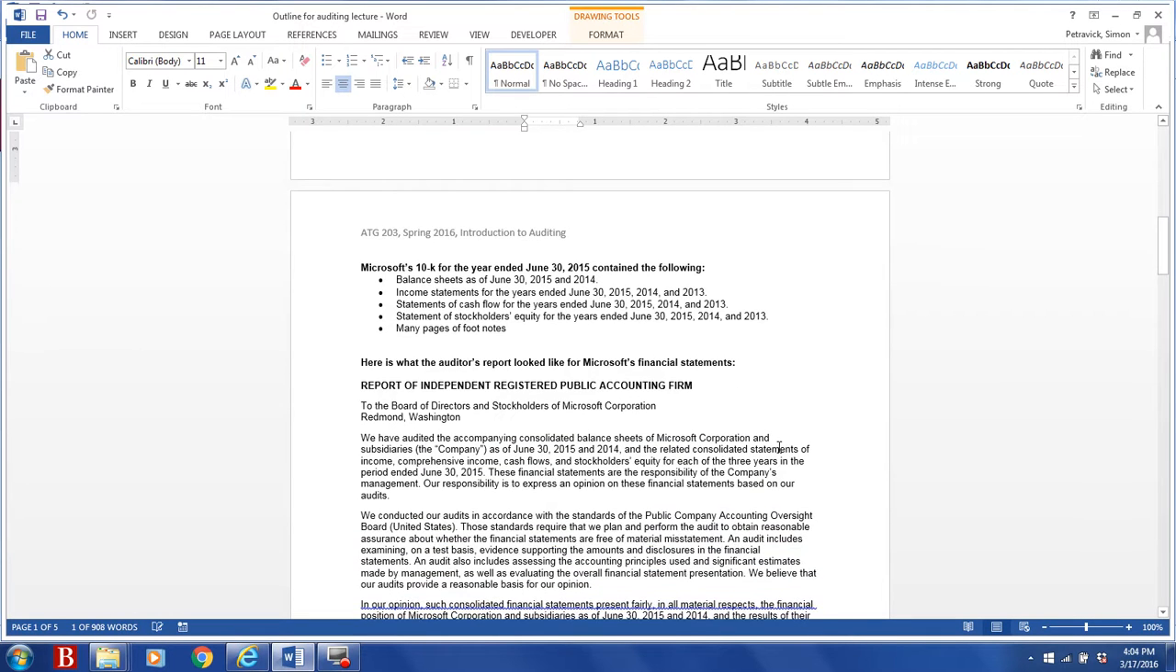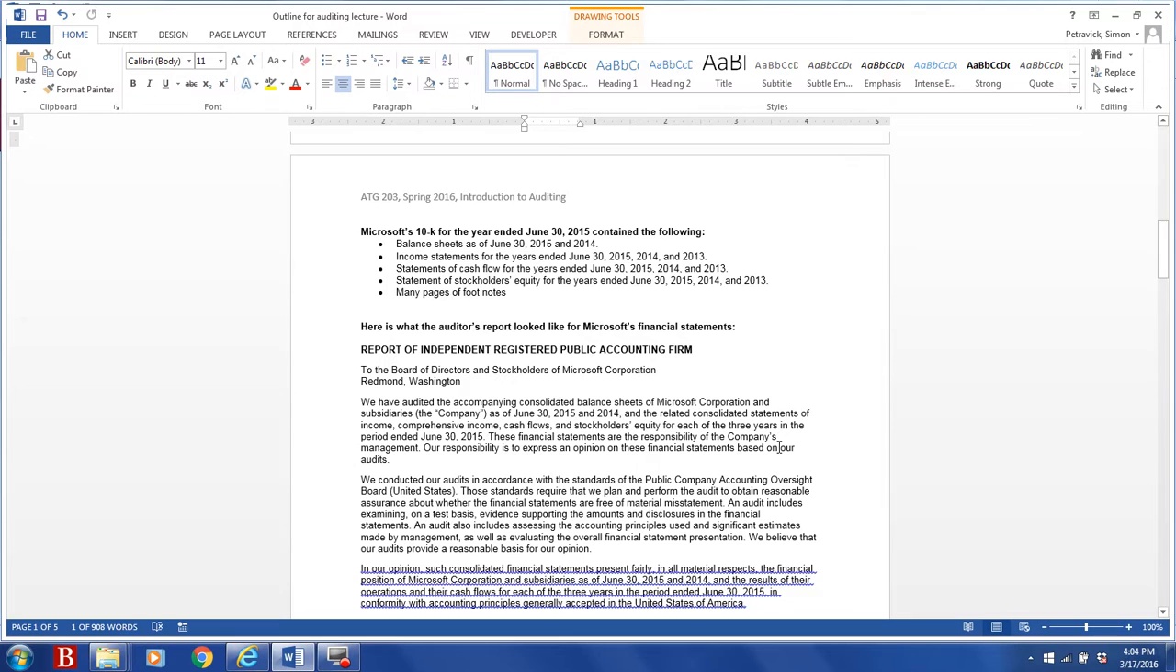As an example, I went to the SEC's website and I looked up Microsoft's 10K. Microsoft has a June 30th year end, so the latest 10K was for June 30th, 2015. The 2016 one won't be available till later this summer. In that 10K, I found balance sheets for the years ended June 30th, 2015 and 2014. I found income statements for 3 years, 2015, 14, 13, and the same 3 years for the statement of cash flows, the statement of stockholders' equity, and many pages of footnotes.